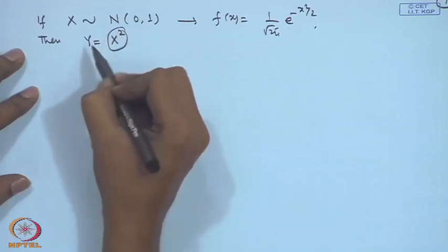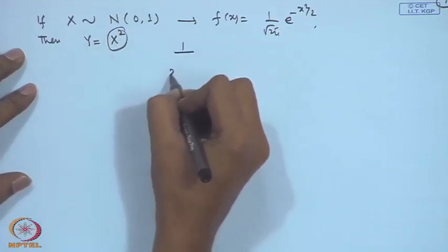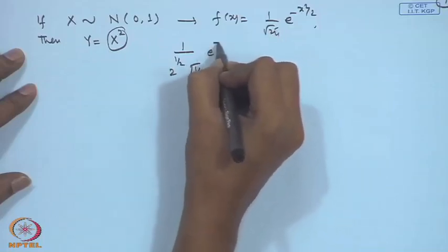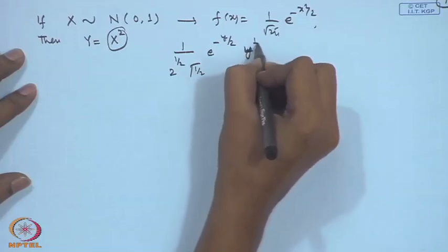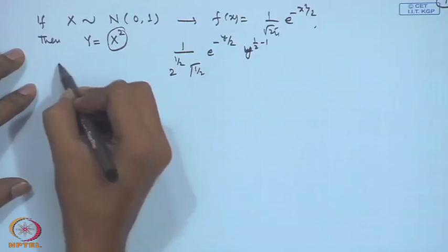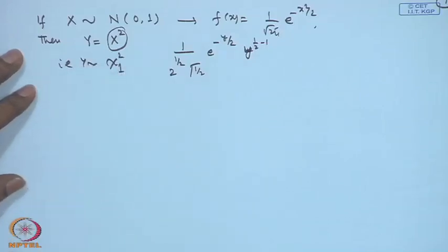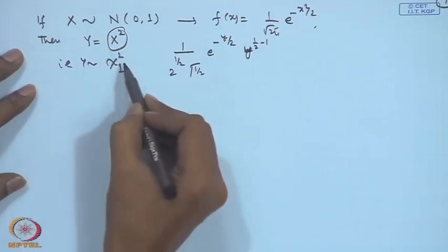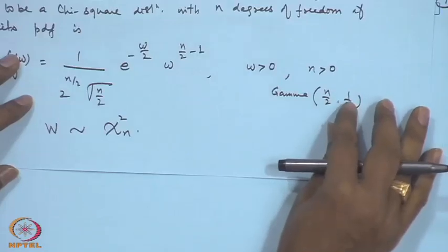So, if I consider x square, this is a 2 to 1 transformation. So, I will get it as 1 by 2 to the power half gamma half, that is 1 by root 2 pi e to the power minus y by 2 y to the power half minus 1, which is nothing but that y follows chi square distribution on 1 degree of freedom, which is again gamma. And in gamma, we know that if lambda is common, then additive property is followed.